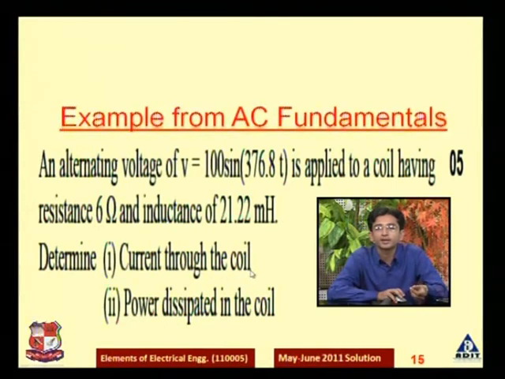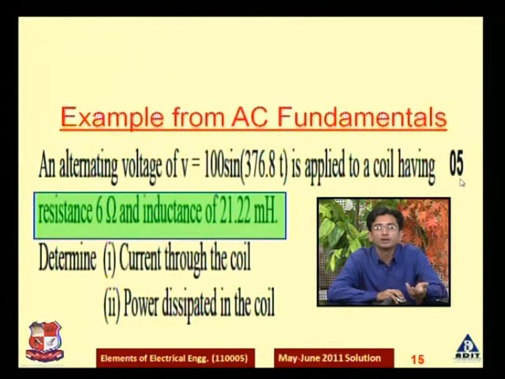Coil means inductor, right? Inductor is sometimes also called a coil. So we have to calculate how much current is to be passed through the RL circuit, and we know the value of L. What is the value of L? It is 21.22 millihenry. And we have to calculate how much power is dissipated in the circuit when we connect this RL circuit with the AC voltage. There will be some power that will be dissipated, or we can say the power will be lost, right? This example was asked for 5 marks in the GTU exam.